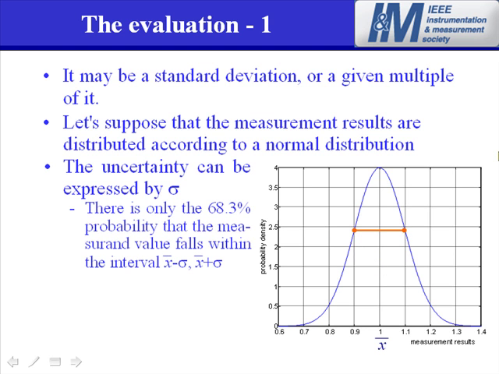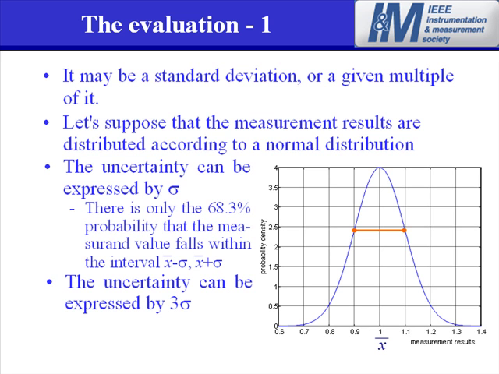And we know that the probability that the measured value falls within this interval is 68.3%. If we now express uncertainty as 3 times sigma, we have this larger interval here, and the probability climbs to 99.7%.